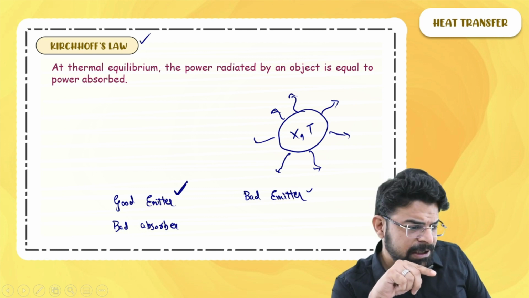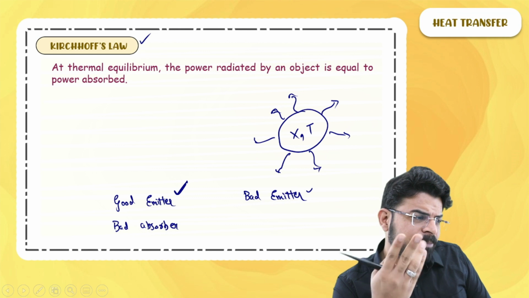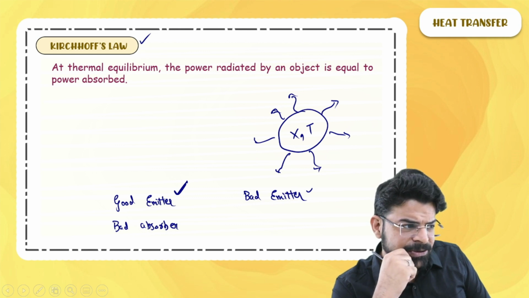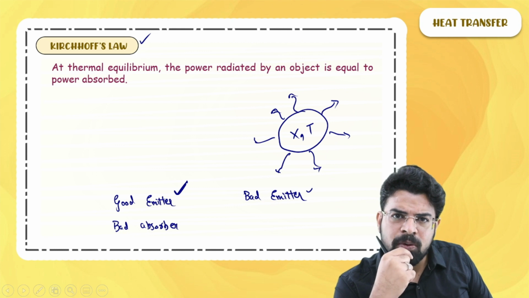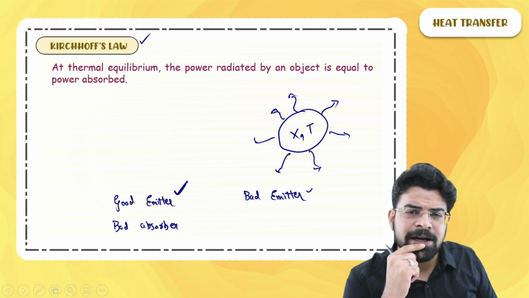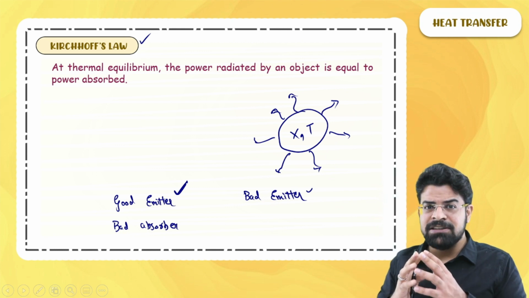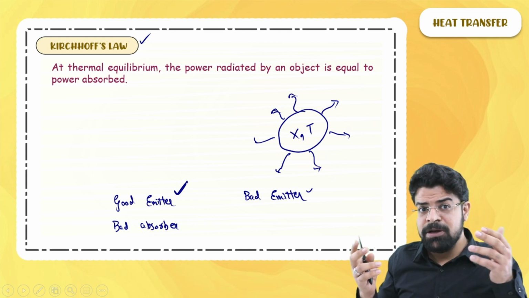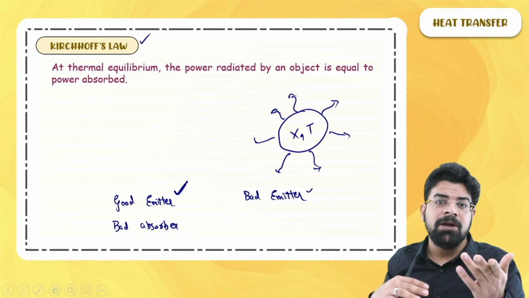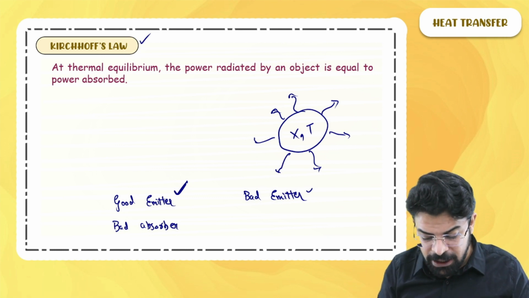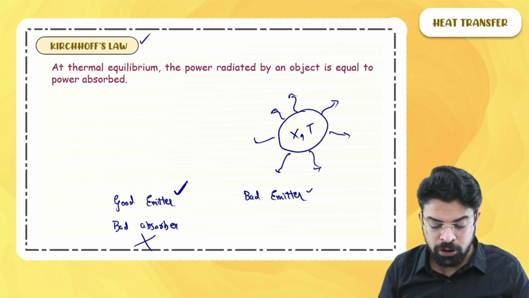And if it is in thermal equilibrium, its temperature is constant. If its temperature is constant, the amount of power emitted by it has to be equal to the amount of power absorbed by it. Hence, if it is a good emitter, it should be a good absorber so that it remains in thermal equilibrium. So that's why good emitters can't be bad absorbers.